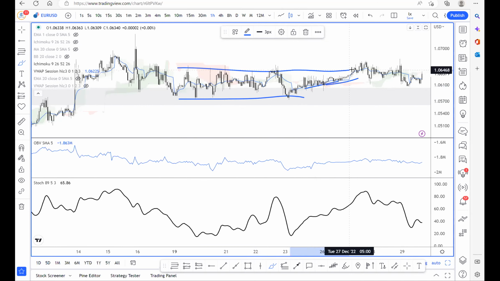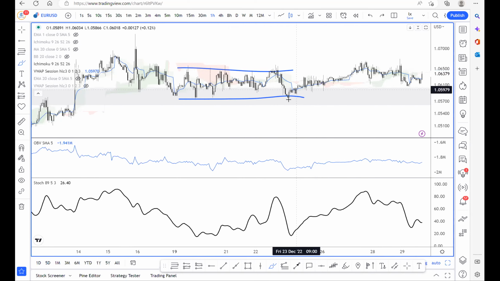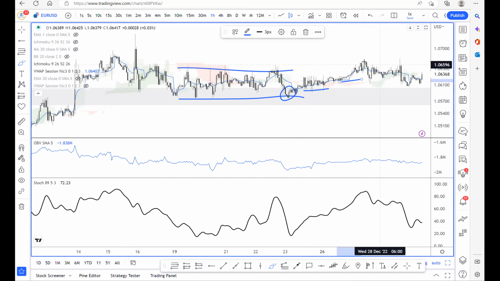So when price breaks above this zone here, or rather when price tested this support area, you can see that price broke above the VWAP line and retested this region again as a support. Over here, you can see that.